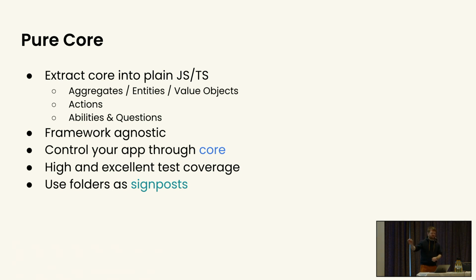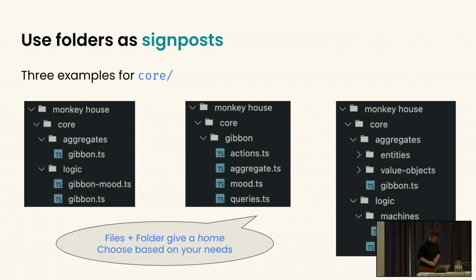And since this is the core of the business, we want to have this highly testable, highly test covered, and we want to have excellent tests around this. So you can aim for 100% here. And another thing is that we can use folders as a signpost to help engineers find their way through the code. So I have an example for this for you here.